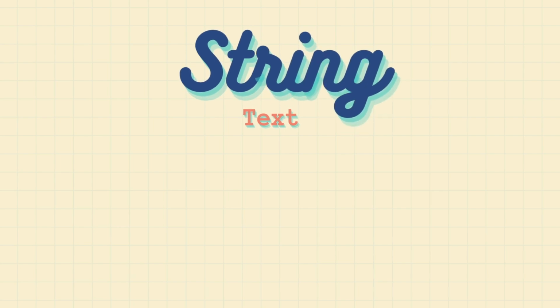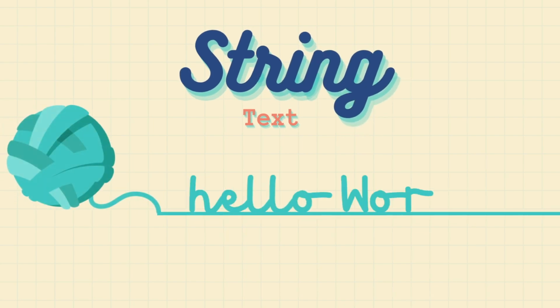First up is string, which is a sequence of characters that represents text. Strings need quotes in Java to differentiate them from other data types and indicate that enclosed characters should be treated as a sequence of text. It is an object of the string class and can be manipulated using various methods provided by the string class.